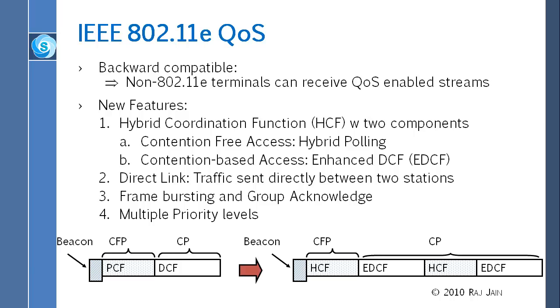But in the new standards 11E, this DCF part and the part we just discussed a minute ago, that you have to wait for NAV to expire, then you have to wait for the DIFS, then you have to do the backoff, that has been extended to 4 different queues, maybe 8 different priorities. And so it is called hybrid. Actually, there are 2 parts. PCF has become HCF, which is hybrid coordination function, and DCF has become EDCF, which is the enhanced DCF.